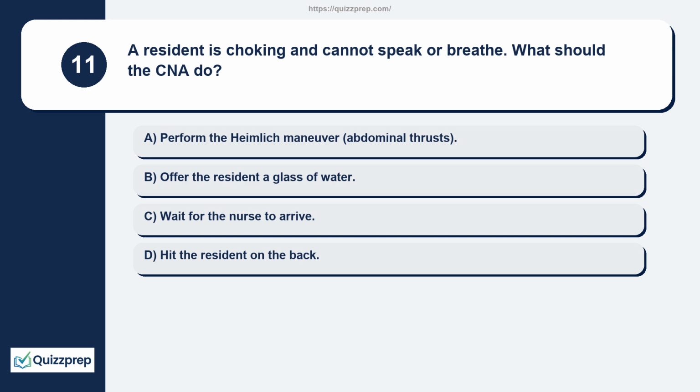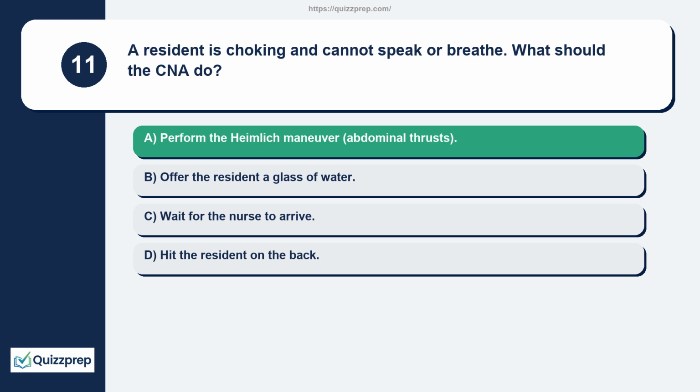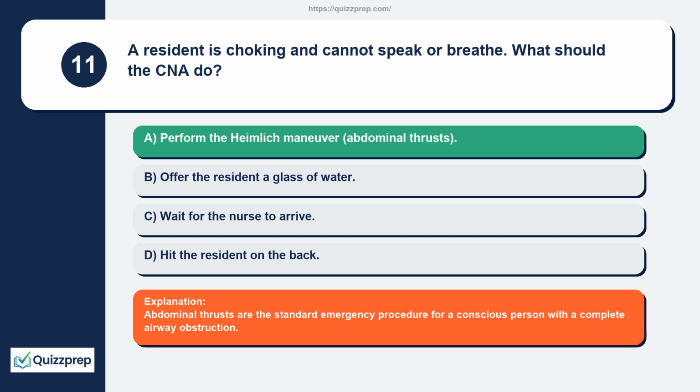Question 11. A resident is choking and cannot speak or breathe. What should the CNA do? Perform the Heimlich maneuver, abdominal thrusts, offer the resident a glass of water, wait for the nurse to arrive, or hit the resident on the back? Abdominal thrusts are the standard emergency procedure for a conscious person with a complete airway obstruction.